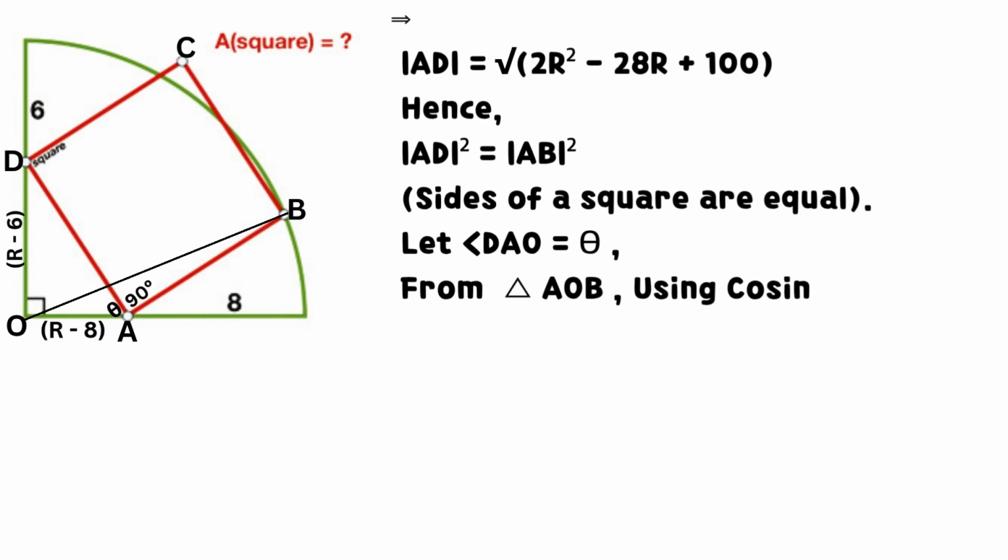Hence, the square of line AD equals the square of line AB. It is because the side lengths of a square are equal. Let center angle AB equal theta. From triangle AOB, using cosine rule.